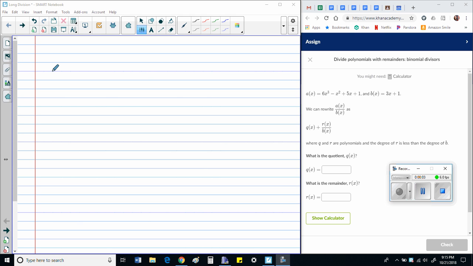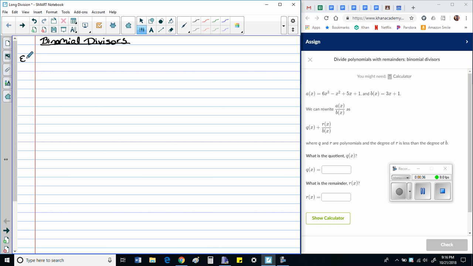All right, I'm going to work through dividing polynomials with remainders, binomial divisors. So we're still working on binomial divisors, okay? But I'm going to show you what happens if you can't do synthetic division, then you have to do long division. And long division is not fake division, it's the real division. It just takes longer.